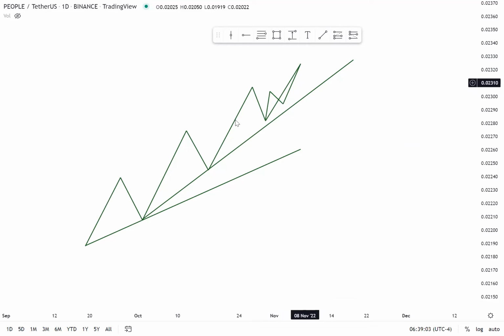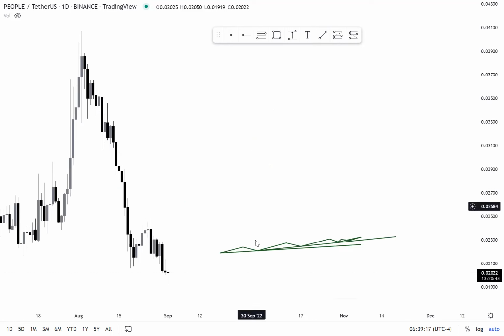Now you will do the same exercise for these two. You have to know the continuation of a trend. So now let's open the chart to show us a good example of what that actually looks like.